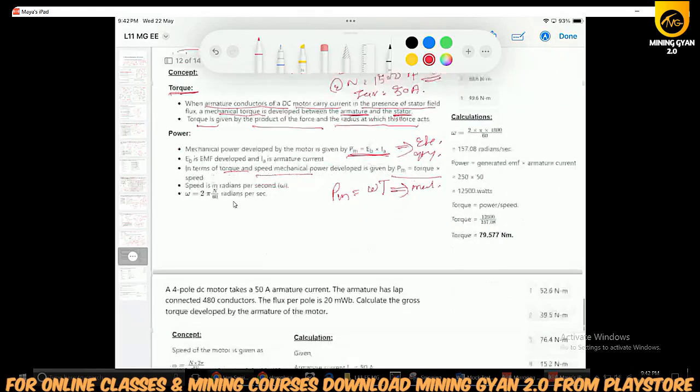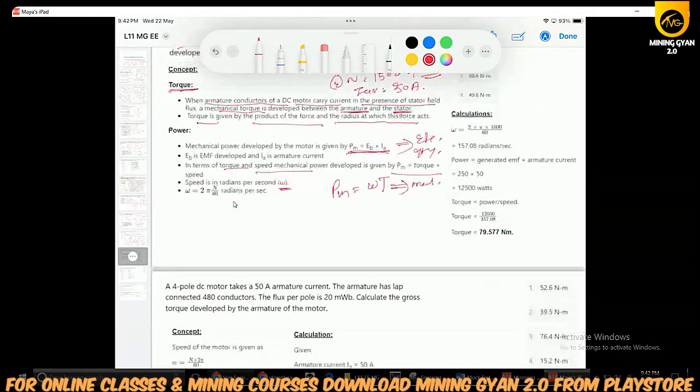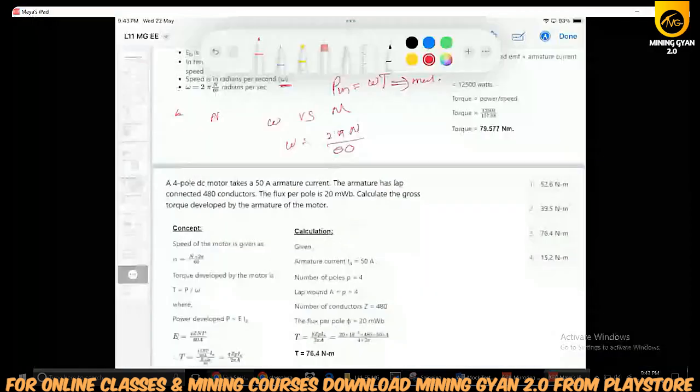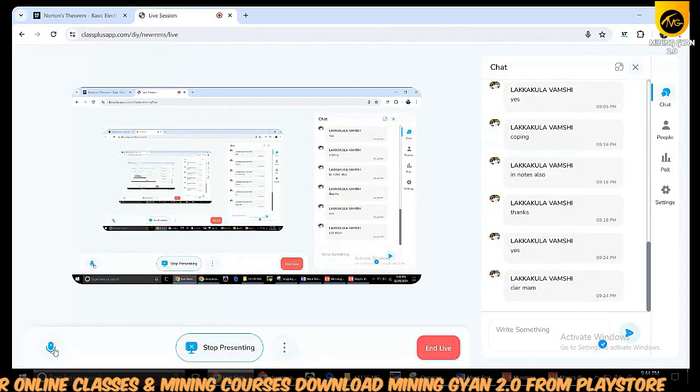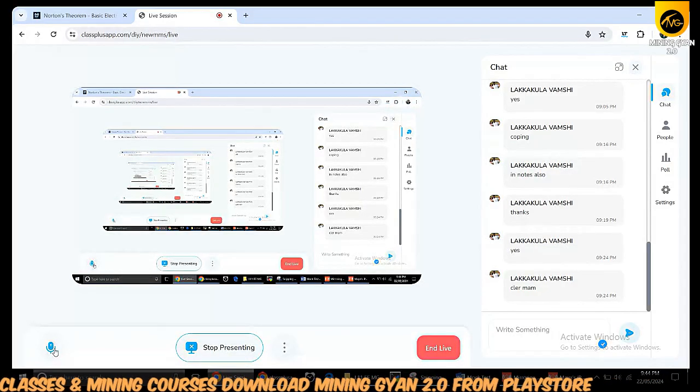So speed in radian per second is omega, but the speed in revolution per minute will be N. There is a relationship between omega and N, and that relationship is omega equals 2 pi N by 60. Yes. So in this question, what they are asking is to find the torque developed for an armature current of 50 amperes.